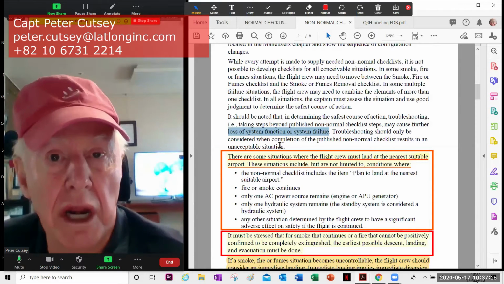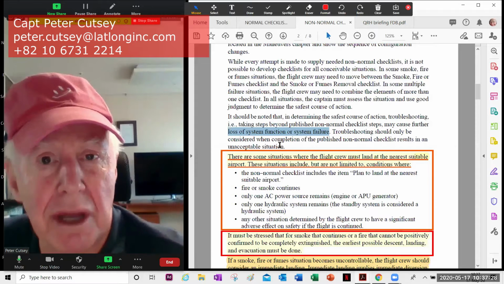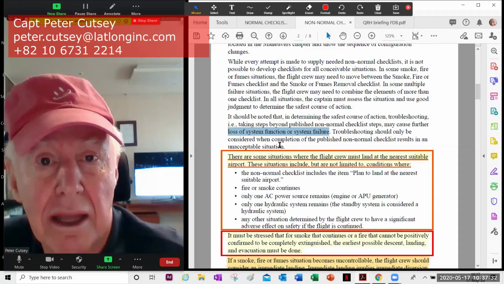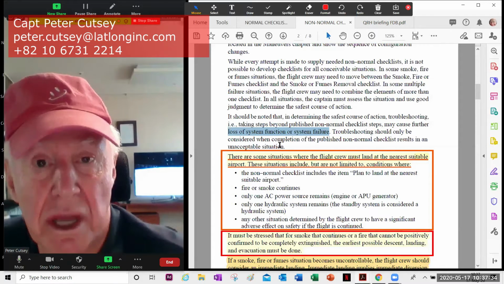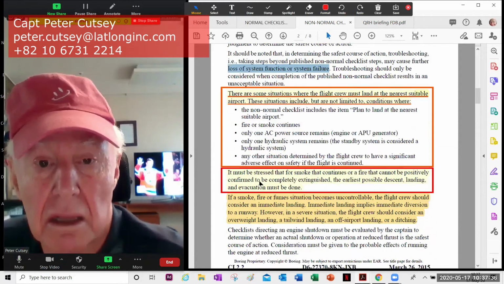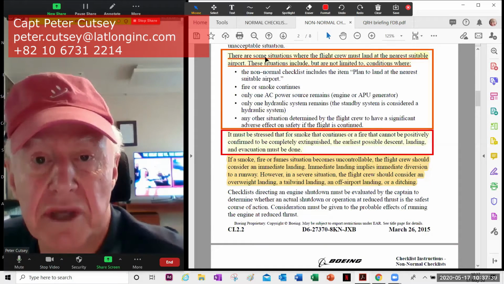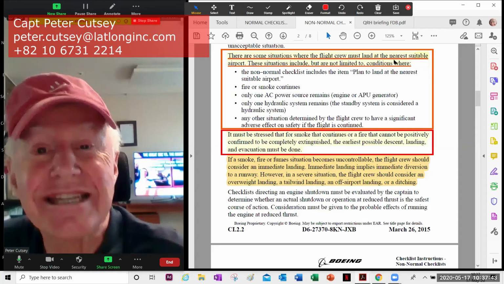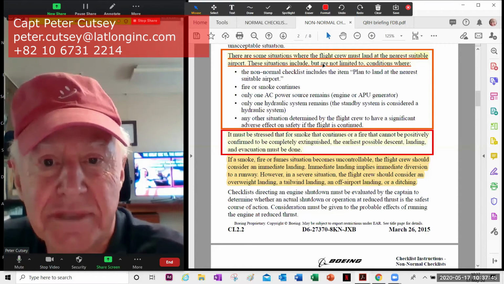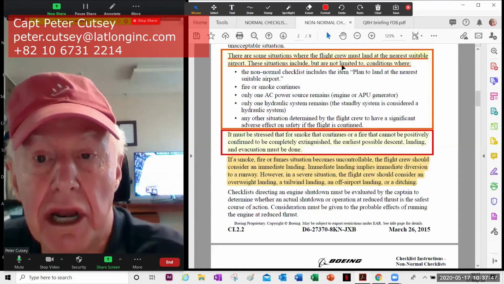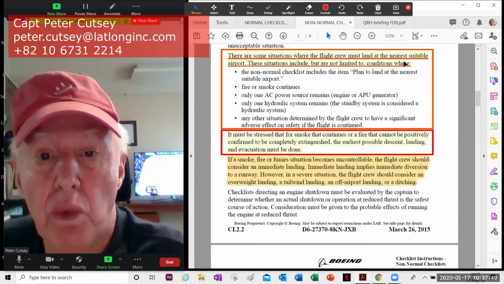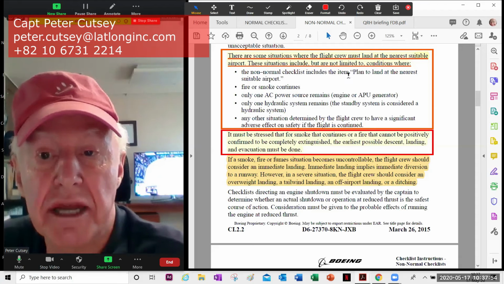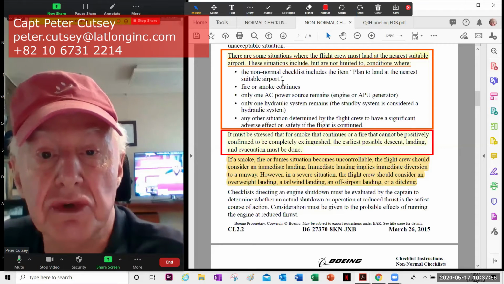We don't hear that word anymore. Airmanship really covers every element of flying, and involved in that is common sense. Remember, there are some situations where the flight crew must land at the nearest suitable airport. These situations include, but are not limited to, conditions where the non-normal checklist includes the item "plan to land at the nearest suitable airport."